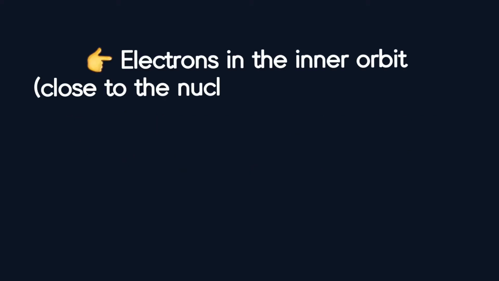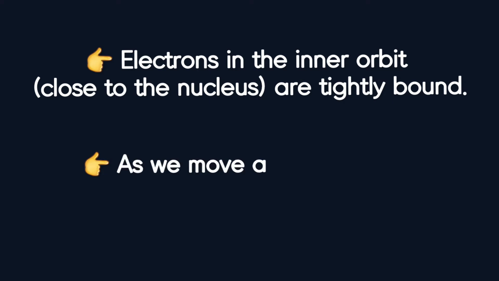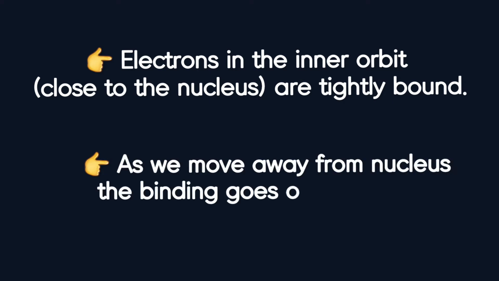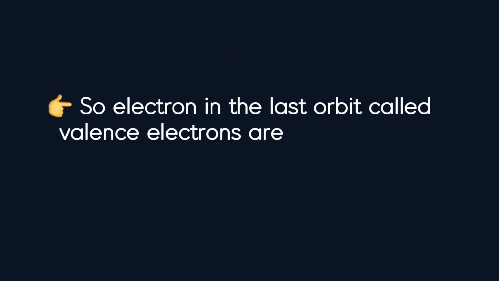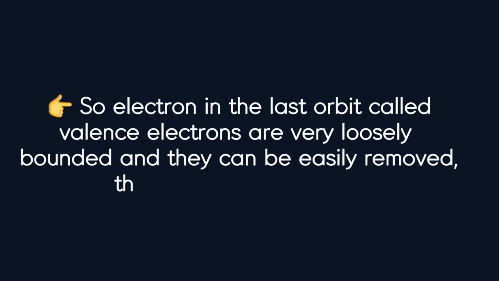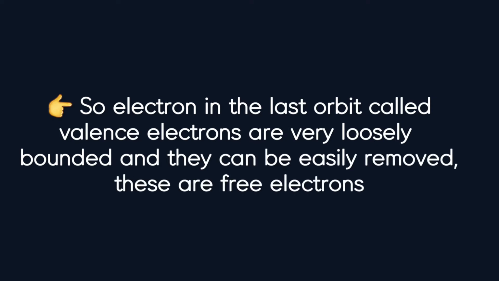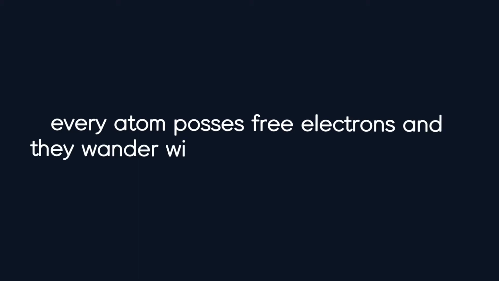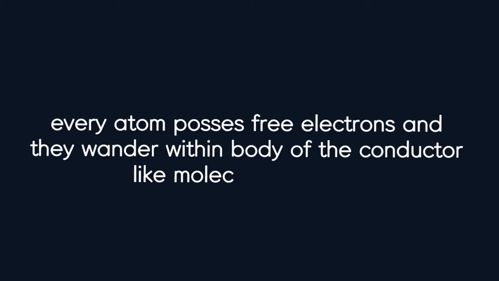Electrons in the inner orbit close to the nucleus are tightly bound. As we move away from the nucleus, the binding goes on decreasing. So electrons in the last orbit, called valence electrons, are very loosely bound and can be easily removed. These are free electrons. Every atom possesses free electrons and they wander within the body of the conductor like molecules in a gas.